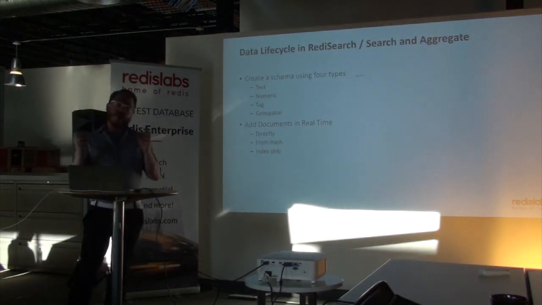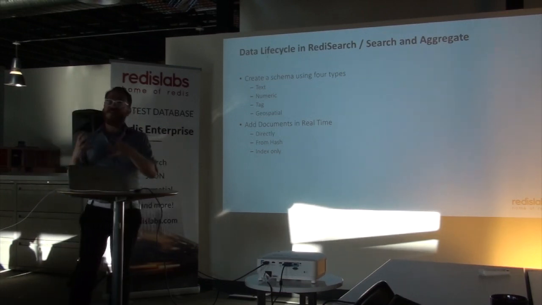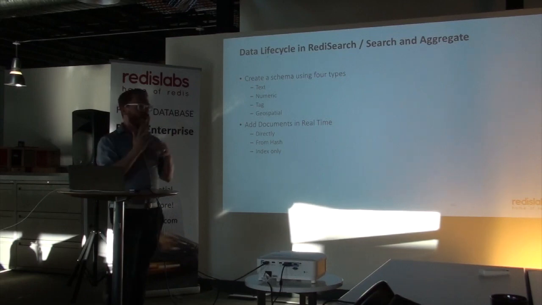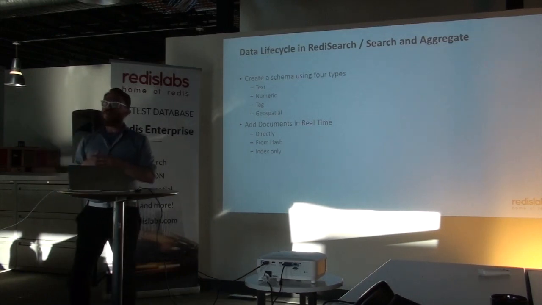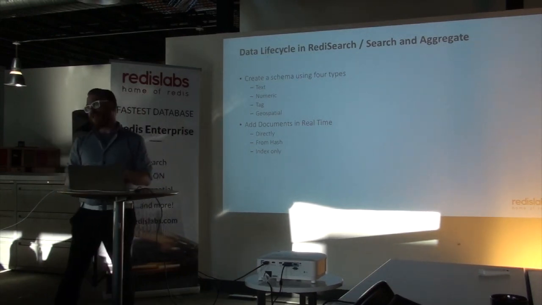You can add them directly. You can say, okay, I want to add documents in. You can do it from a hash object that's existing in Redis. And let's say you have a bunch of hash objects, which are hash maps in Redis, and you want to go ahead and add them in. Sure, that's great. Or the other thing that's interesting you can do is you don't have to store the documents at all. You can just add them as an index only, so you don't actually store the content.